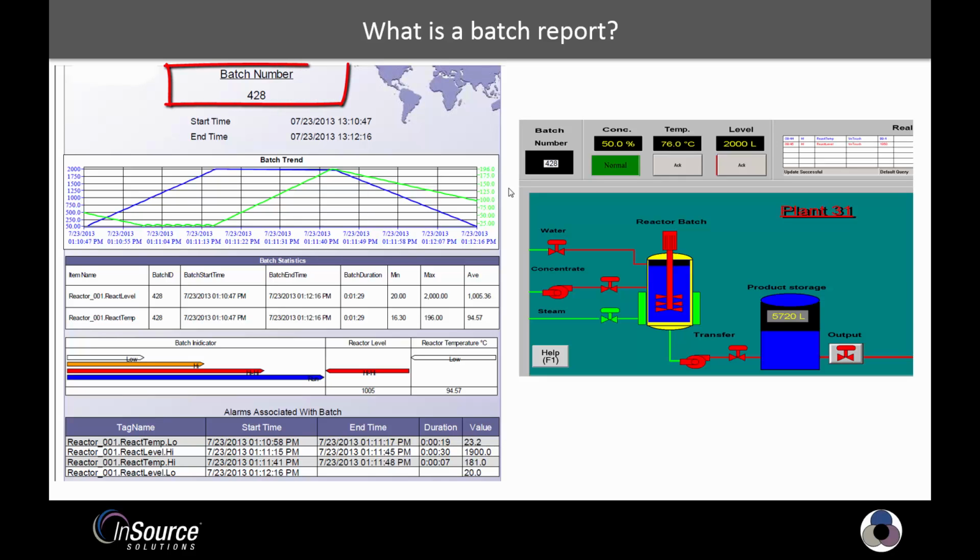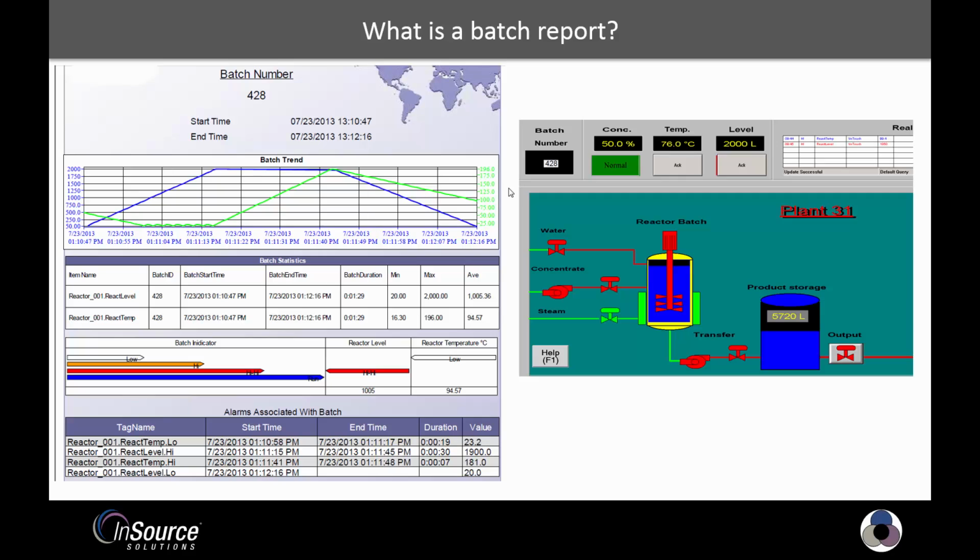Up towards the top, you'll notice that there's a batch number that corresponds to the graphical display on the right. And so over on the right, we have the InTouch Reactor Demo, which is just using some simple process steps to go through and add water to a reactor vessel, add steam, and then add concentrate, which is a percentage of the two. Turn on an agitator, mix them for a predetermined amount of time till it reaches a predetermined level, and then export it to a product storage tank.